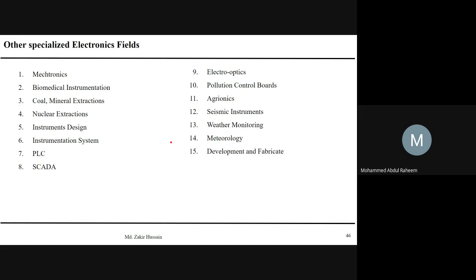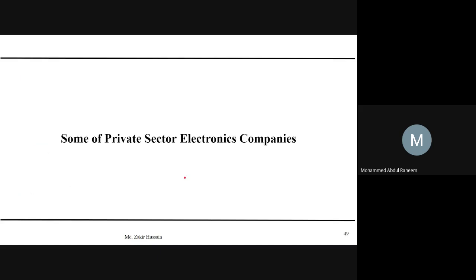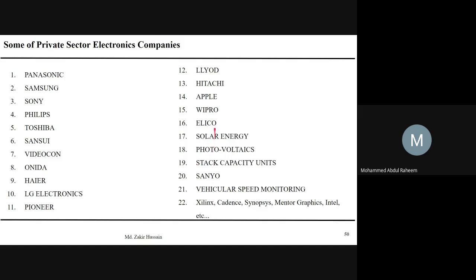I will share anyway. Coming to the major important part, some government sector companies, you see them here. I have given the URL here. Once I share, you can click on them and go through. All these are government sector companies. Some private sector electronic companies I have listed, you can go through.